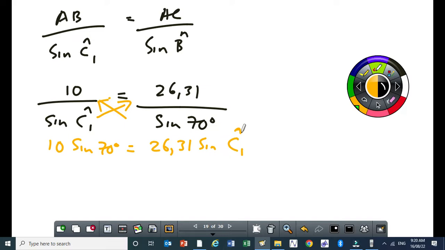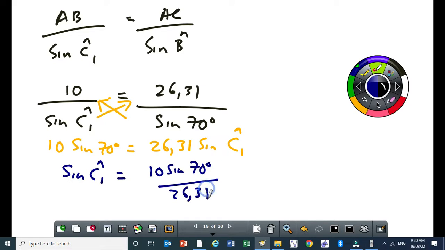I'm sure that makes sense. Then we divide both sides by 26.31. If we do that, we end up having sine C1 equal to 10 sine 70 over 26.31. Now, going forward, there is no reason why you should find the answer on the right-hand side using a calculator separately. We can get the size of angle C straight away. Remember, this is a ratio. If you use the calculator many times there, you can end up wasting unnecessary time. But you can put everything in the calculator.